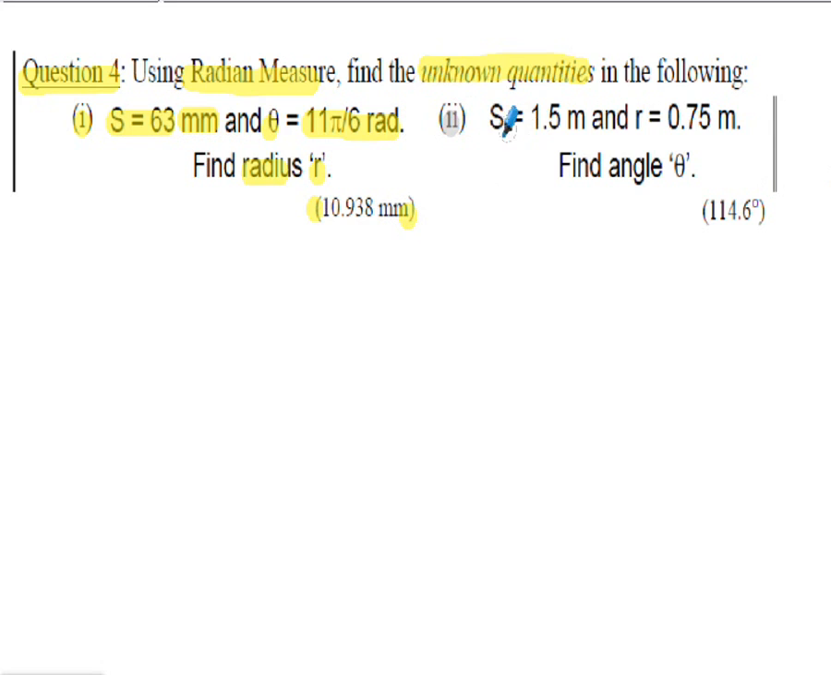In part 2, this time we're given S of 1.5 meters and the radius of 0.75 meters. We're asked to find the angle theta in this case. Again, that would involve some transposition. You need to rearrange the equation to find angle theta as the subject and then put the values of S and r into the equation. Note that the final answer given is in terms of degrees, so be careful when you're evaluating the final solution. I would encourage you to stop the presentation and attempt question 4, but the full worked solutions are shown on the following slides.